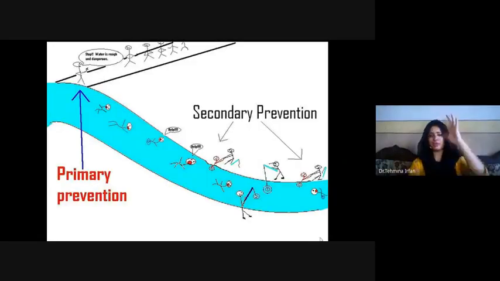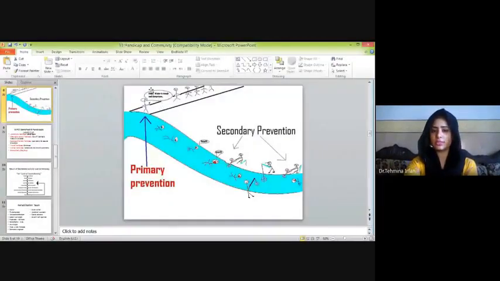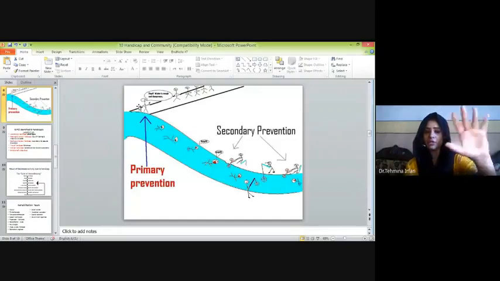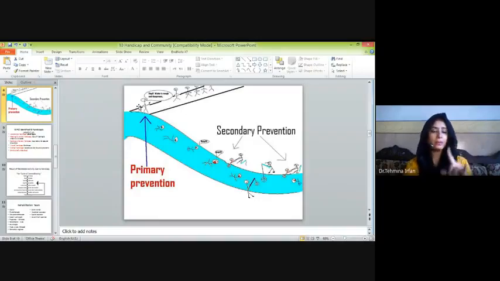So it's a diagram, a very cool diagram. Primary prevention, secondary prevention. A person is standing there, stopping other individuals: stop, water is running and it is dangerous. All right. It is primary prevention. Just a minute, I am holding my mic.